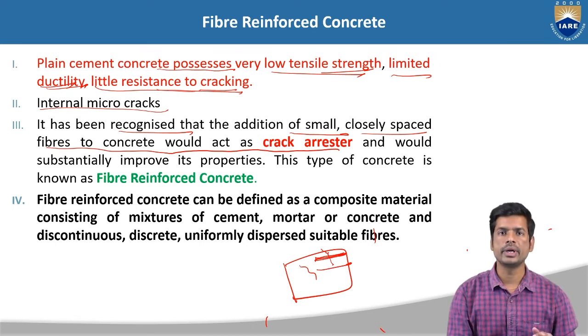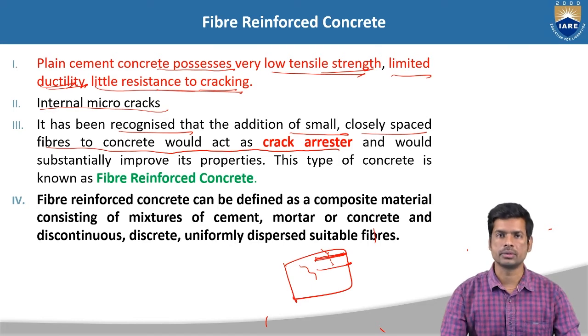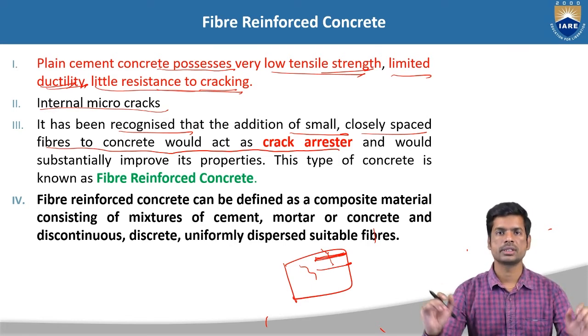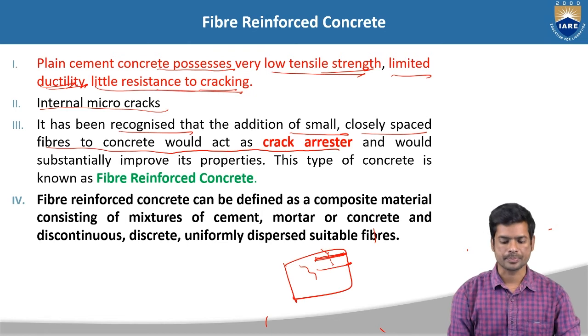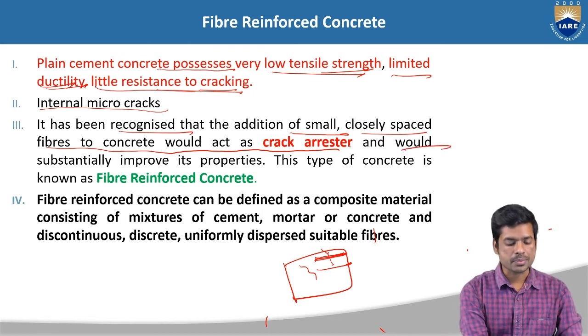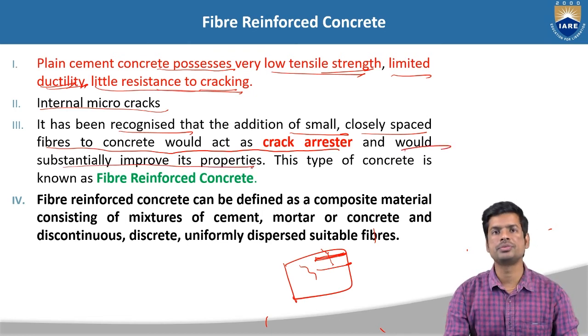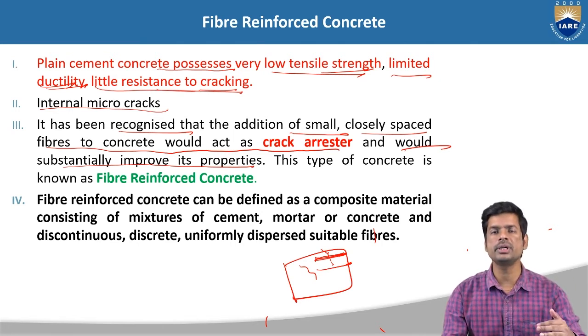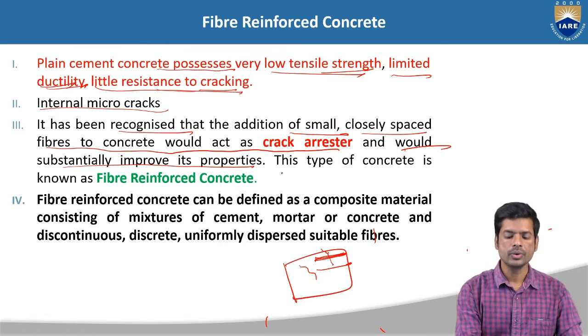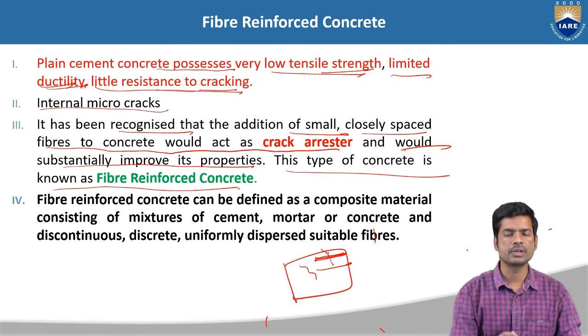Fibers are going to resist crack propagation, or else they act as a crack arrestor, and would substantially improve its properties. If you avoid crack propagation in the concrete, then automatically the strength will increase. I mean, the failure will be decreased. So this type of concrete is known as fiber reinforced concrete.